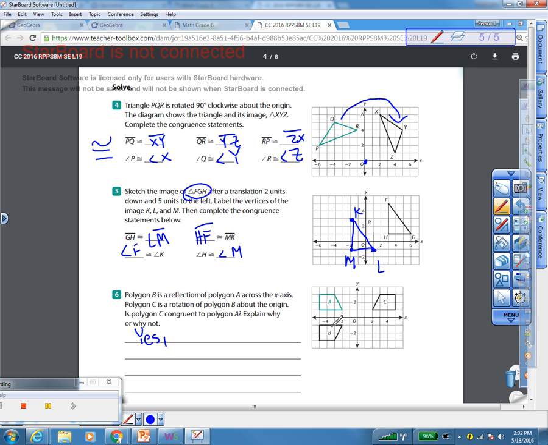Okay, based on that this is the reflection, that means that's congruent, A and B. And then if it's a rotation, those are also congruent. So that would mean that C and A also match each other based on that sequence of rotations and reflections.